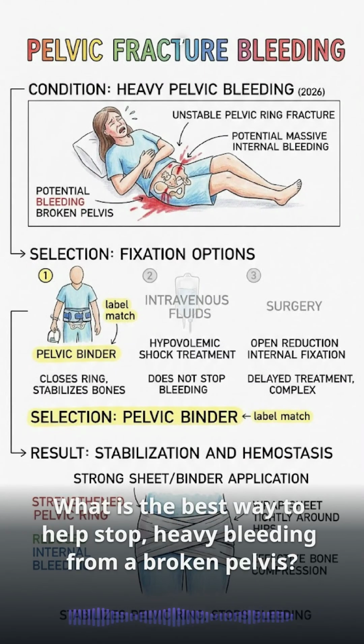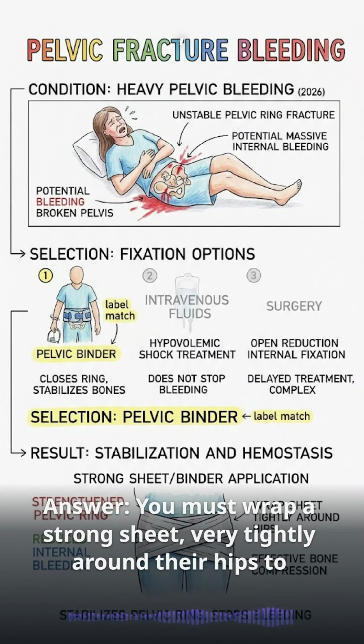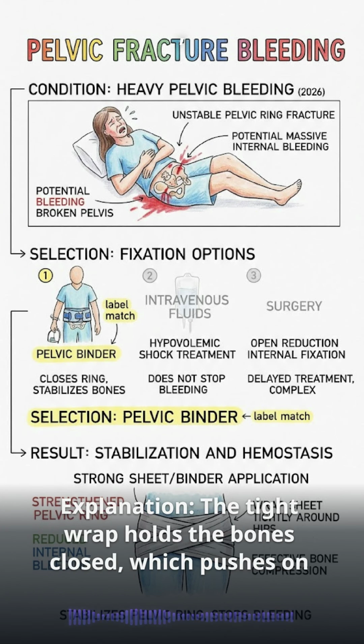44. What is the best way to help stop heavy bleeding from a broken pelvis? You must wrap a strong sheet very tightly around their hips to squeeze them. The tight wrap holds the bones closed, which pushes on the vessels to clot.